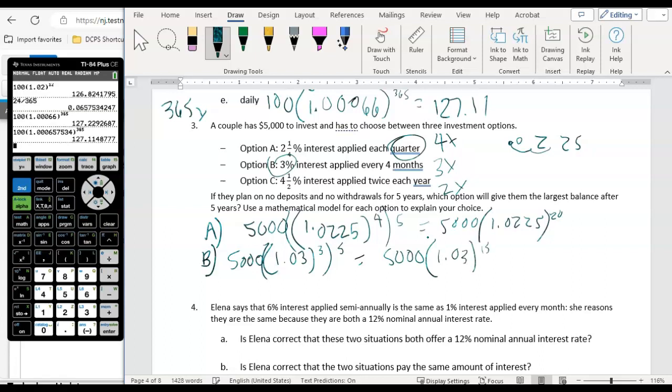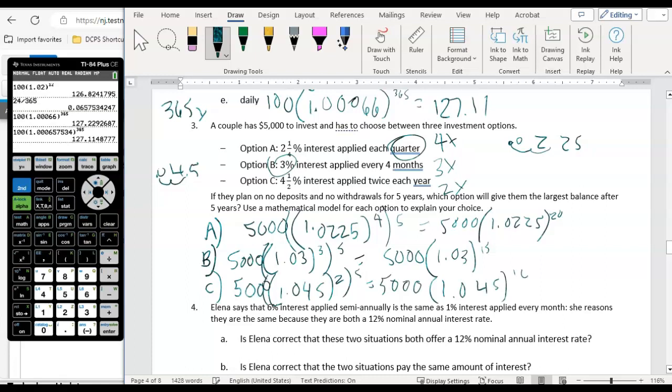And so that would be to the 15th power. And then option C, which is 500 times 1.045, 4.5% interest, right? 4.5%. Move that decimal over 2. And this is twice a year, so to the power of 2, but again for 5 years. So let's go ahead and see, that would be 5,000, I wrote 500, so 5,000 times 1.045 to the 10th power.